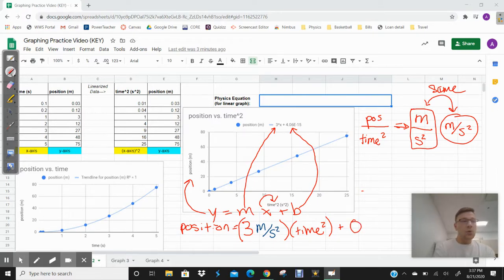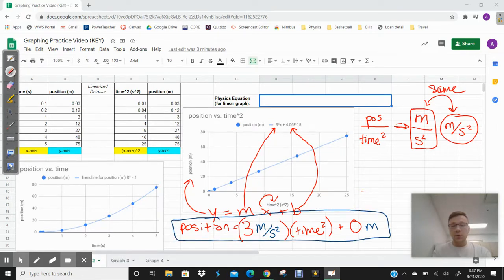And then remember, the units for the y-intercept should always be the same as the units for the y-axis, which means that this would be meters here. Okay, so now this right here is our physics equation. So I'm going to go ahead and type it in the way that I want you to. You're going to write position is equal to, in parentheses, 3 meters per second, so m/s, then caret 2, because we want meters per second squared.